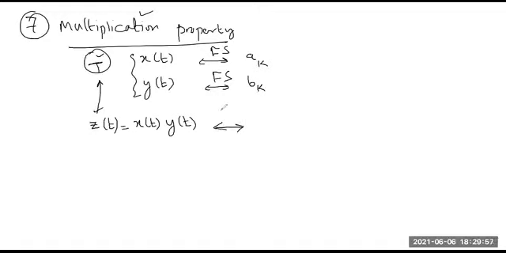Now the question is, what is going to be the Fourier series pair for this new signal, which is formed by the multiplication of two periodic signals? Let me represent the Fourier coefficient by ck, and let me write the property, and then we will try to prove it. The Fourier coefficient of this signal z of t, which is the product of two signals, is equal to the convolution between the Fourier coefficients of x of t and y of t. It means it has to be equal to ak convolved with bk. So the multiplication operation in the time domain results in a convolution operation in the frequency domain.